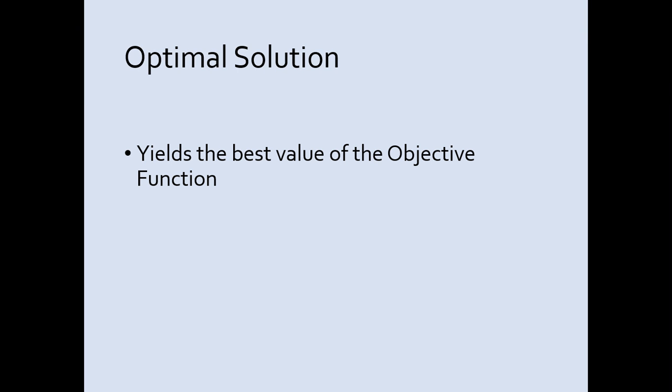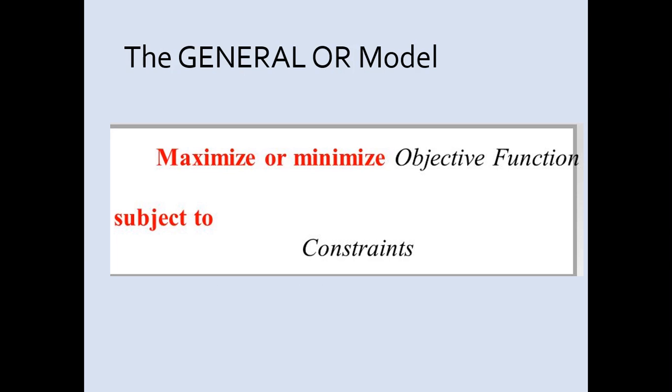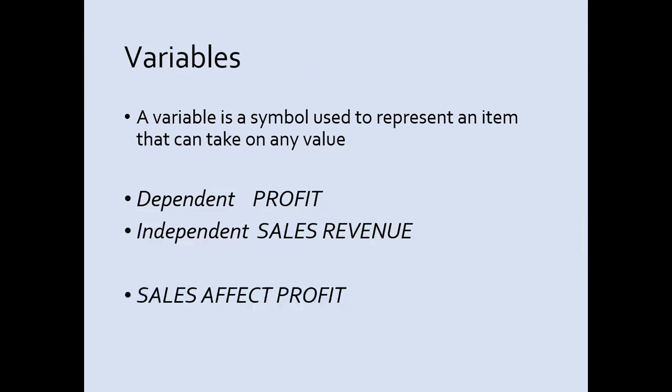You have this much time, this is your production, this is your profit. This is called the optimal solution. So, what did we see? Let us look at it again. The general OR model, this is the definition or the equation you have to remember.